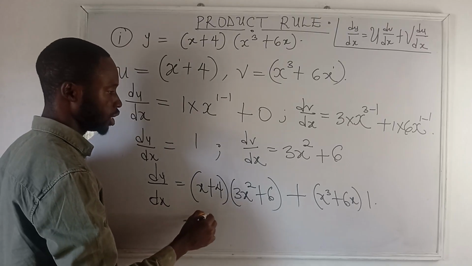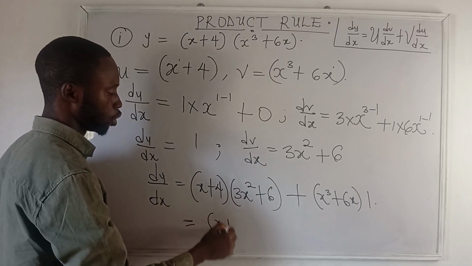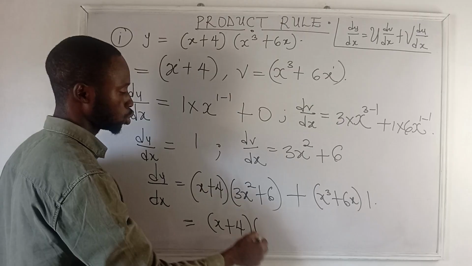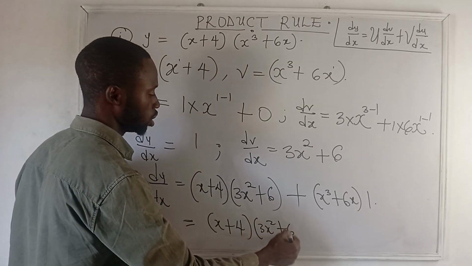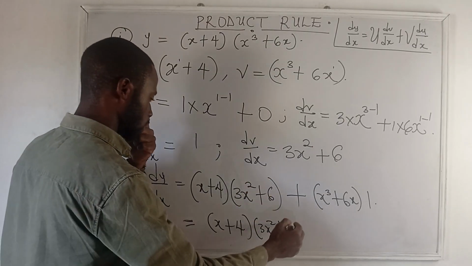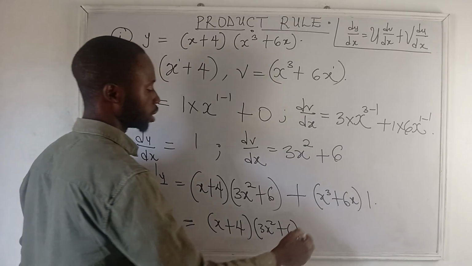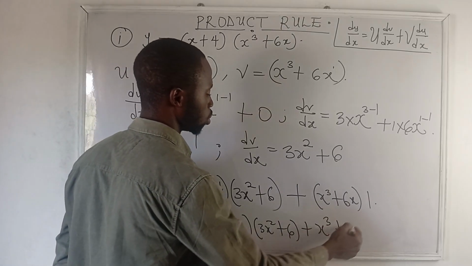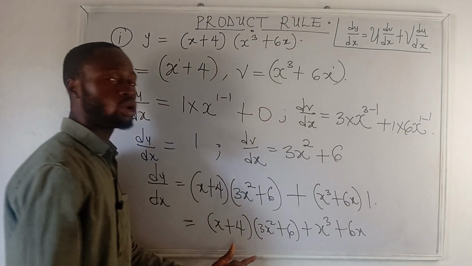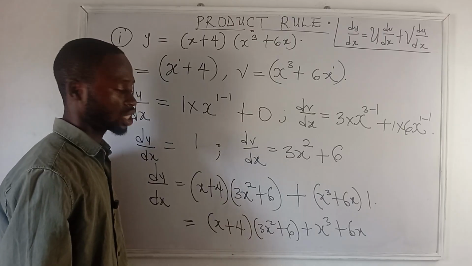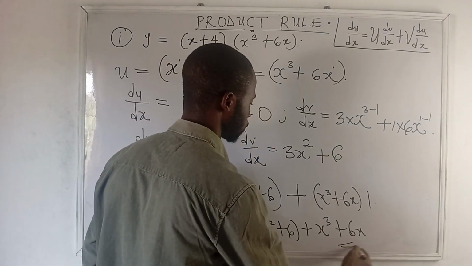So the value of dy dx will give us what? x plus 4 into 3x squared plus 6. If I open up this bracket, I'm going to have what? x cubed plus 6x. We can as well open this bracket, but we can also leave this as our final answer.